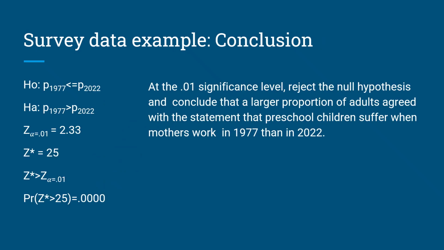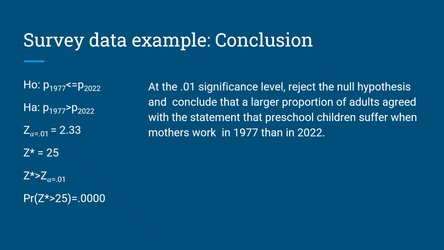So setting this up with all of the information we would need for a one-sided hypothesis test, the null and alternative hypotheses are stated at the top. The critical value of z at the 0.01 significance level was 2.33. We obtained a value of z that's more than 10 times larger than the critical value. So the obtained test statistic is much larger than the critical value.